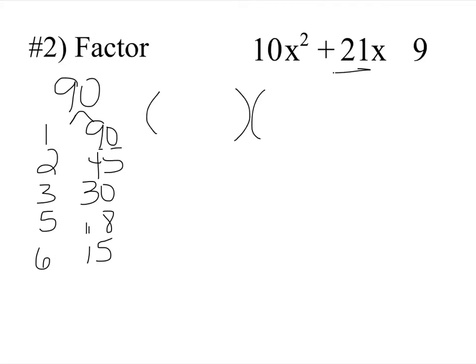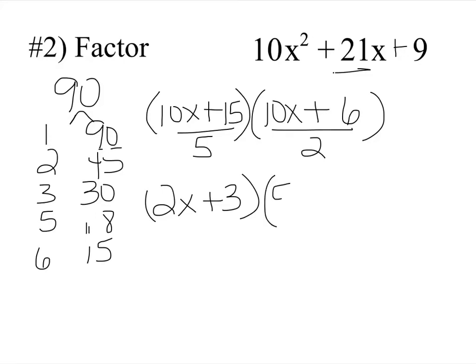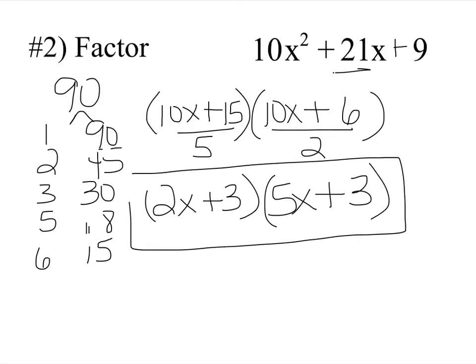So you're going to build your houses. So you have 10x here and 10x here. There should be a plus here, guys. Sorry about that. So then you have plus, plus. Larger number always goes first, 15 and 6. And then divide out of each house what they have in common. The first house has a 5 in common. So 10x divided by 5 is 2x. 15 divided by 5 is 3, so it's 2x plus 3. 10x divided by 2 is 5x. 6 divided by 2 is 3. So you are fully factored right here. And of course, you can distribute to check your answer.